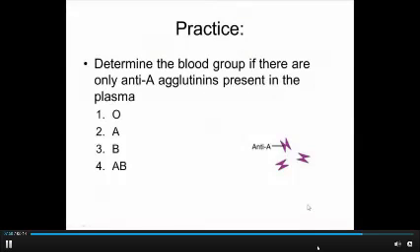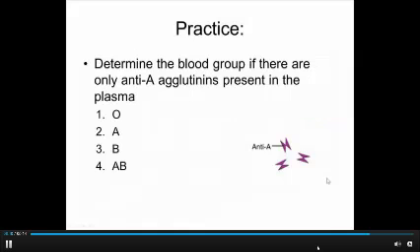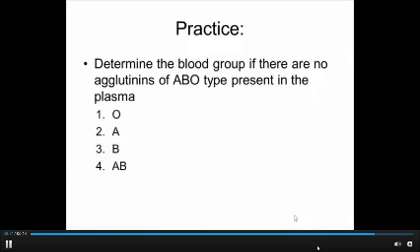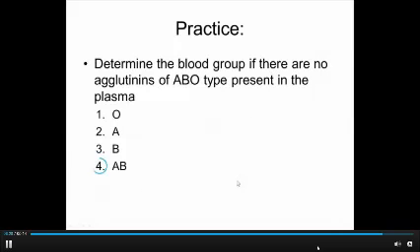Let's practice a couple of questions. Determine the blood group if there are only anti-A agglutinins present. Only anti-A, that's blood group B. So the answer, blood group B. Determine the blood group if there are no agglutinins of ABO type present. No agglutinins present, that's blood group AB. Okay, very good.